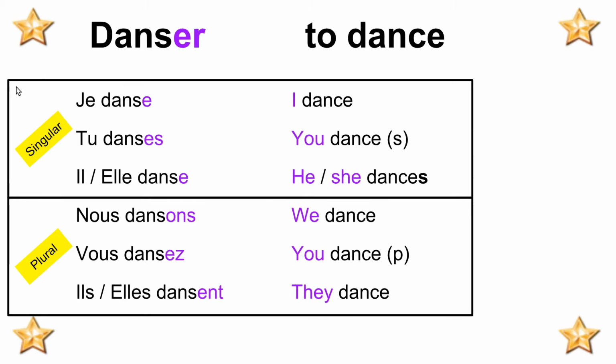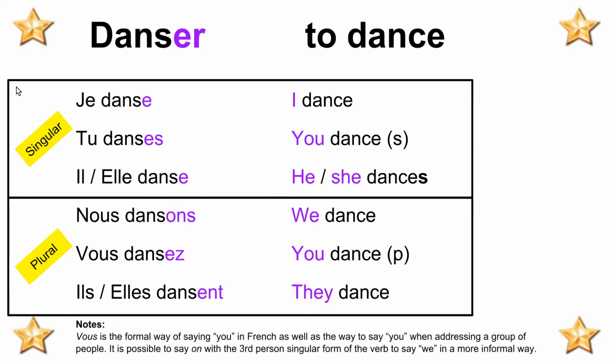Notice how a lot of the endings sound the same, but in actual fact, they are spelt differently. An easy way to remember these 6 endings, if you know the subject pronouns, is E-E-S-E, O-N-S-E-Z-E-N-T. E-E-S-E, O-N-S-E-Z-E-N-T. When you look up verbs in verb tables, they will always appear in this order. Remember that vous is the you plural way of saying you, as well as the formal way of saying you, and on can be used with the third person singular to refer to we in a more informal way.